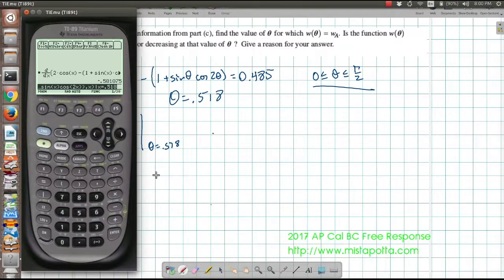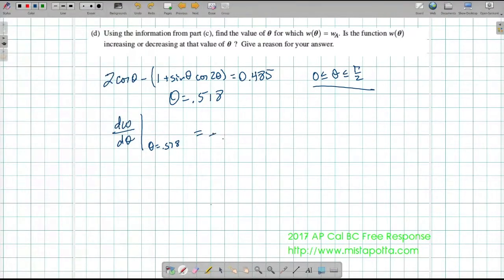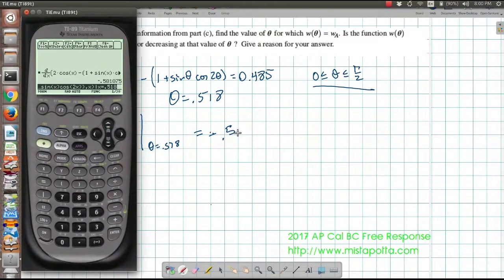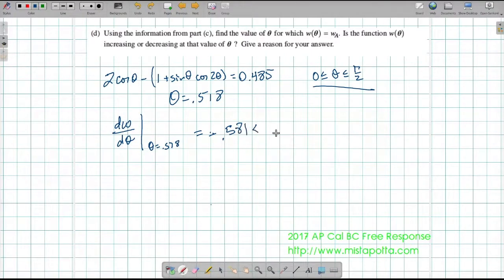And when I do that, I end up getting negative point, well, it really doesn't matter. What matters to me is, it was negative 0.581, which is less than 0. So since dW d theta is less than 0, W is decreasing at theta equals 0.518.